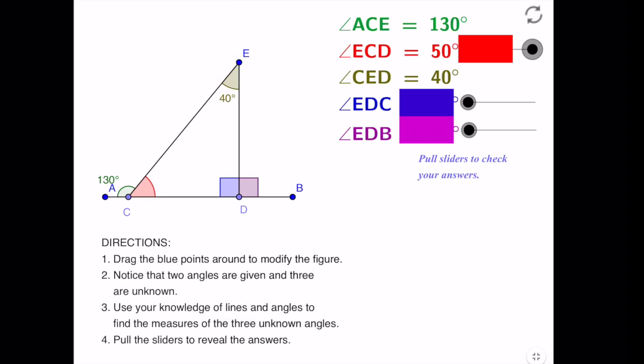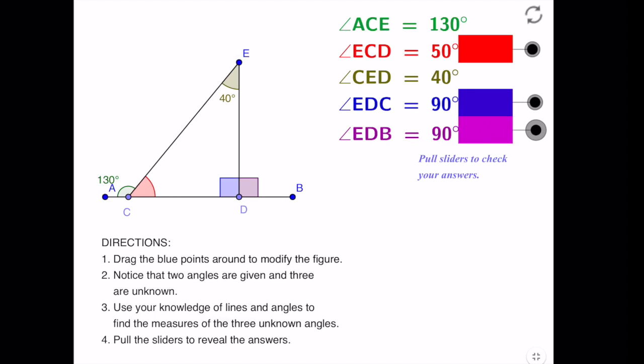Then they have some other angles that you're looking for, such as EDC. And we already know that. It shows you right there that symbol. And so it has to be 90. And then how about EDB? Same thing. The symbol's already given, so that's also 90.